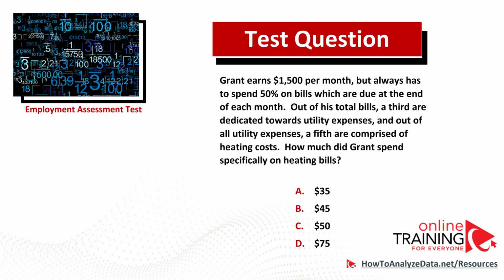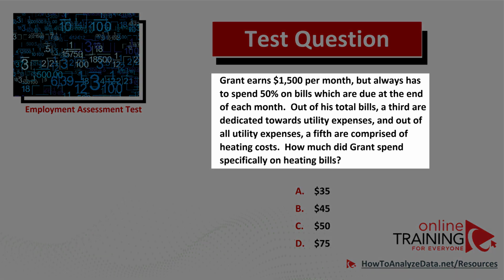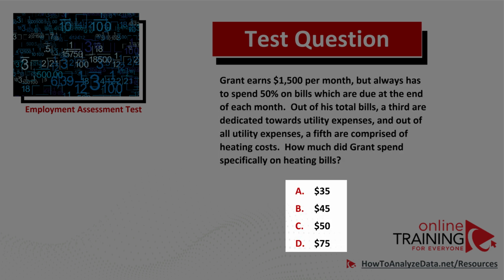Let's look at the tricky employment assessment test question, which validates your knowledge of business math and numerical reasoning. Grant earns $1,500 per month, but always has to spend 50% on the bills which are due at the end of each month. Out of his total bills, a third are dedicated toward utility expenses, and out of all utility expenses, a fifth are comprised of heating costs. How much did Grant spend specifically on heating bills? And you're presented with the list of 4 possible choices.